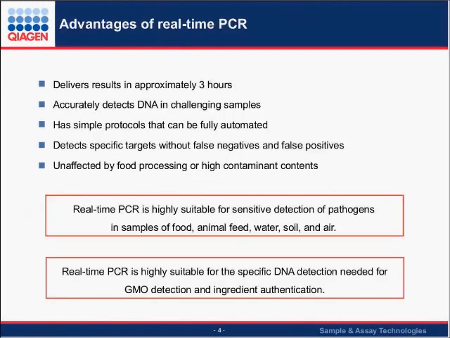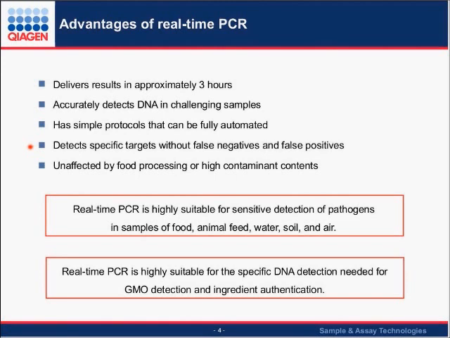Advantages of real-time PCR in these systems are that you deliver results in approximately 3 hours. It's very quick, so it addresses the rapid issue. It accurately detects DNA in challenging samples, and certainly food and environmental samples can be very challenging because they're very complex. The protocols are simple so that you can fully automate them, and with real-time PCR this is true. It can detect specific targets without false negatives and false positives.